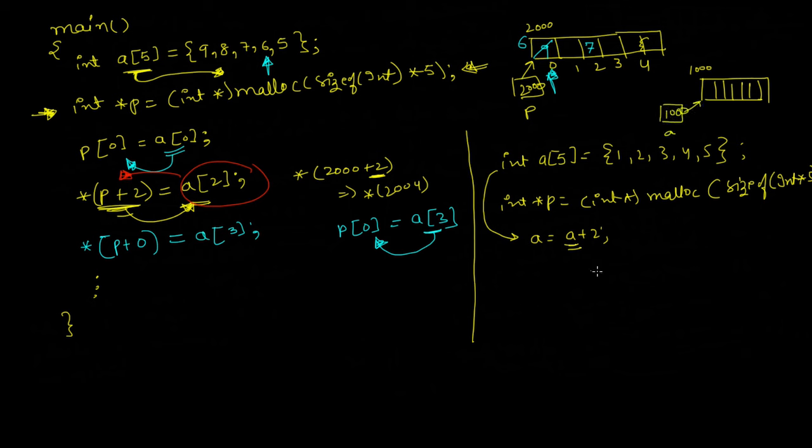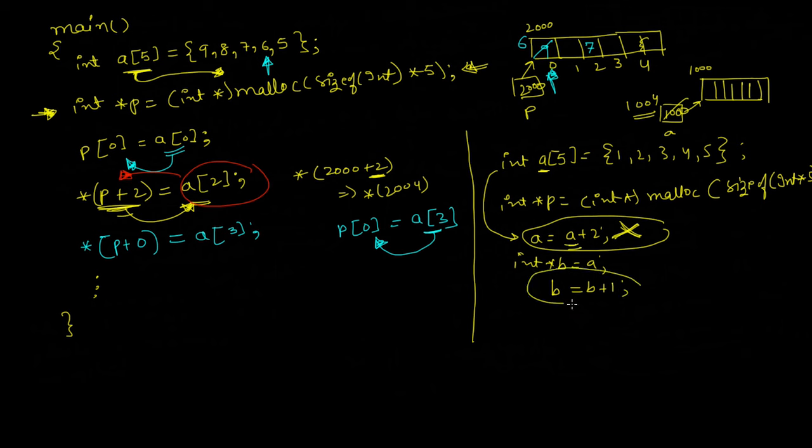You are trying to do a = a + 2, that means a = 1000 + 2, which gives 1004. Then at that location you may want to perform some work, but this is not allowed. In the case of arrays, you cannot change the base address of the array for this a. You can take some other pointer. For example, you could have taken int *b = a, and then done b = b + 1. In this case it is allowed because b is a pointer, and here a is a mnemonic. So you cannot change the base address of a.